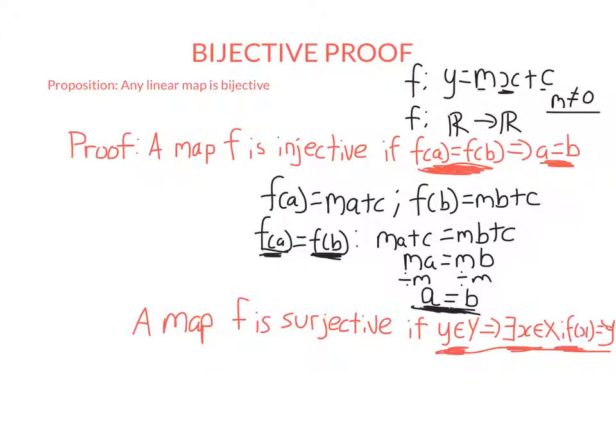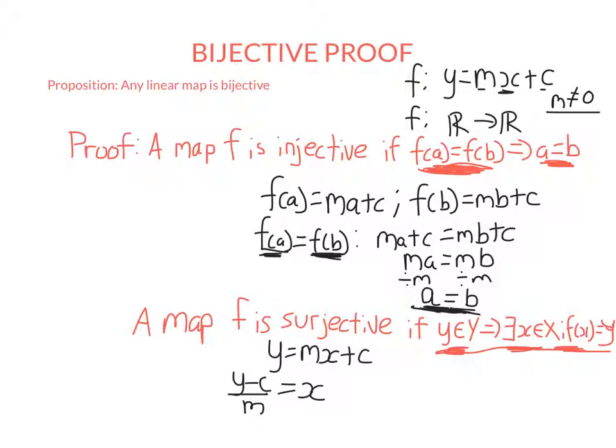So I have my equation y equals mx plus c, right? If I tell you the y value, how would you find the x value that you needed to start with? Well, that's very simple. You subtract c from both sides and divide by m. So y minus c divided by m equals x.